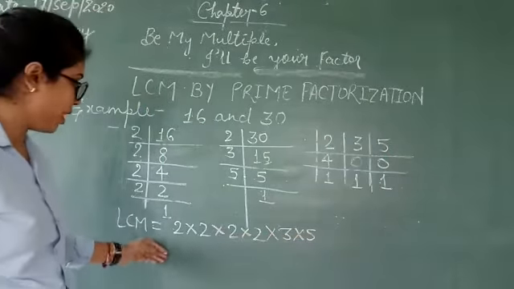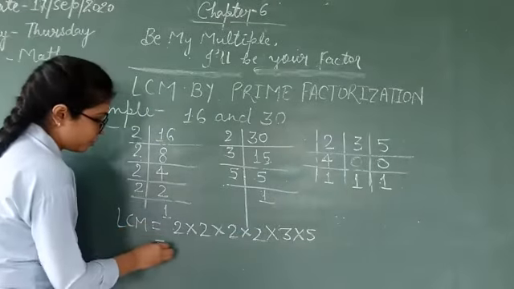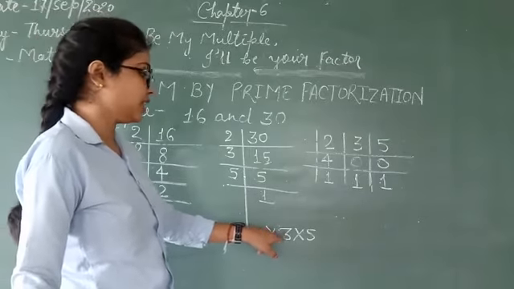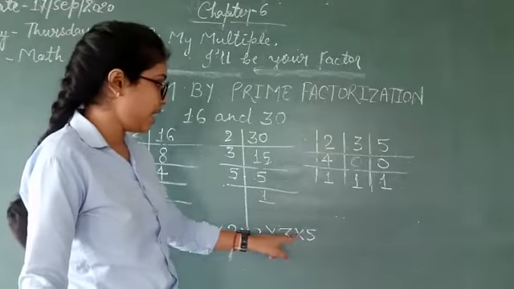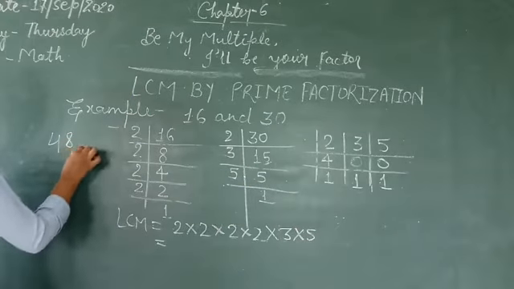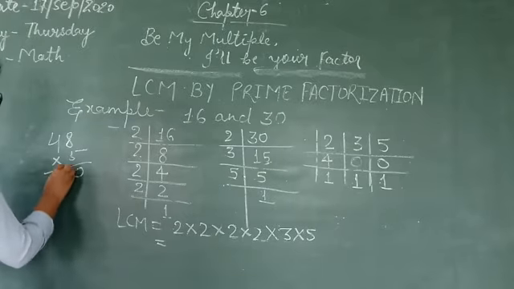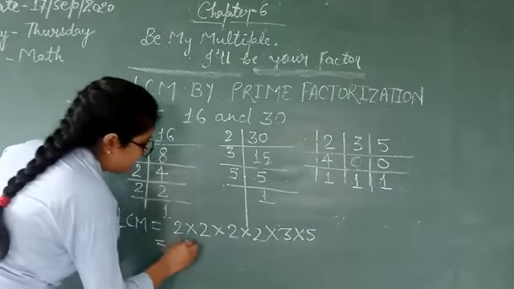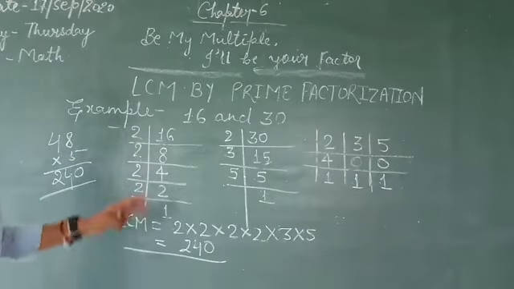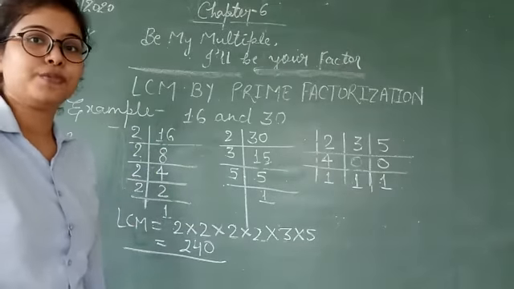Now what we have to do, you have to multiply all these numbers. So when you multiply, what will be the answer? 2 2s are 4, 4 2s are 8, 8 2s are 16, 16 3s are 48, and 48 5s are, you can multiply it. 5 8s are 40, 5 4s are 20, and 24. So what is the answer? 240. Okay. So like that we have to find the LCM by the prime factorization method.